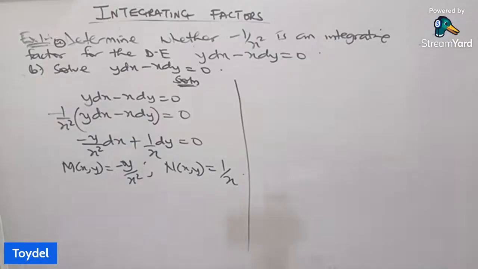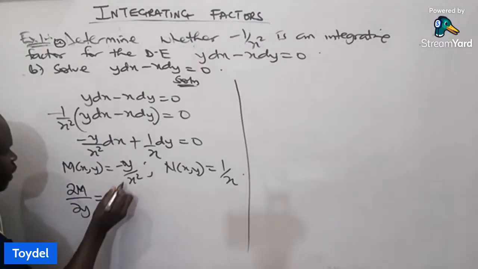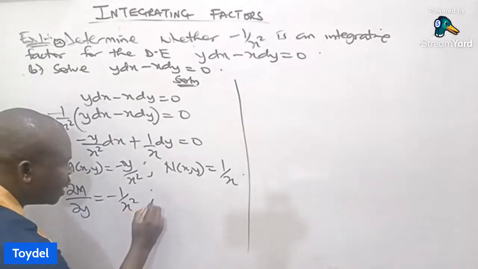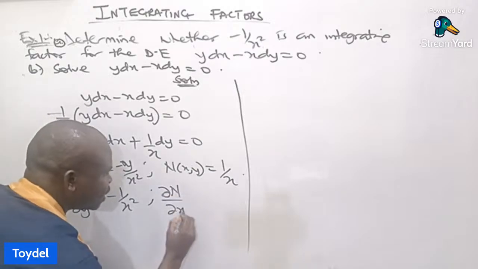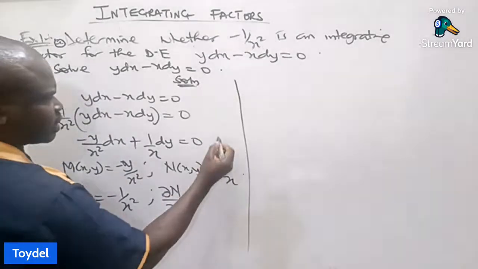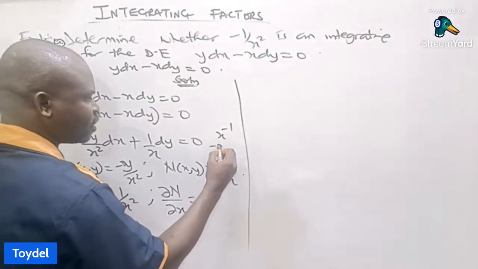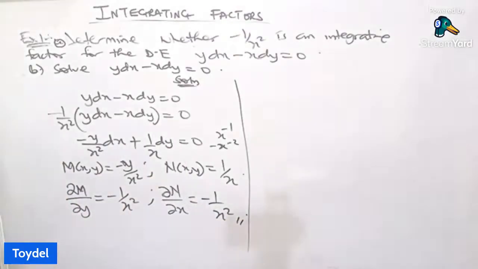For us to test for exactness, we have to differentiate M partially with respect to y, that is ∂M/∂y. If we differentiate this, what are we going to get? We are going to have minus 1 over x squared. Then we also differentiate N partially, ∂N/∂x. Of course, this is x raised to the power minus 1. By the time you differentiate it, we have minus x raised to the power minus 2, that will be minus 1 over x squared. That's what we get.